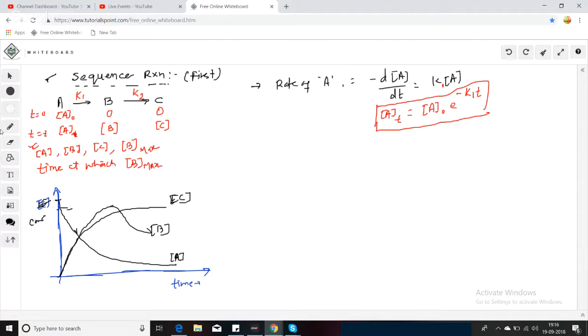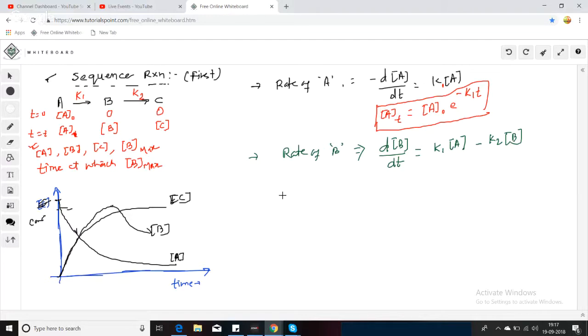Now, if I write down the concentration of B also here, or rate of B, that will be: rate at which, if I write d concentration of B by dt, it means we are assuming this B as a product, correct? Because it is positive. And that will be equal to the rate at which B is forming, which is K1 into concentration of A, minus the rate at which B is disappearing, K2 into concentration of B. Now we have to solve this differential equation.